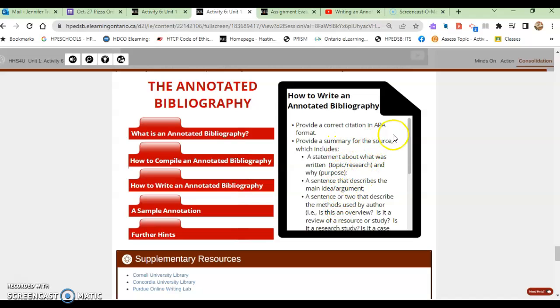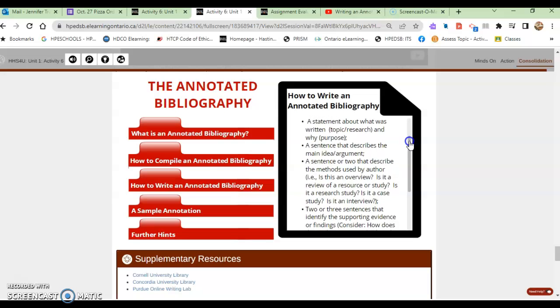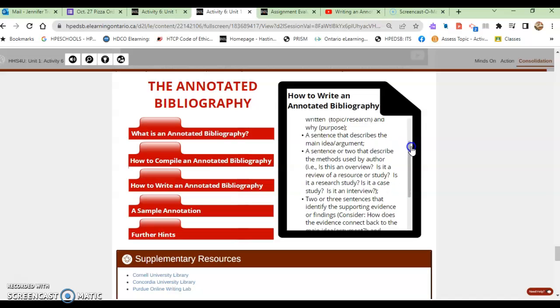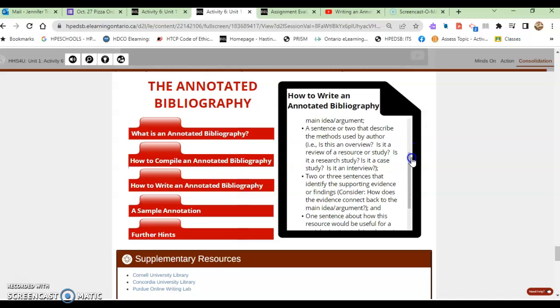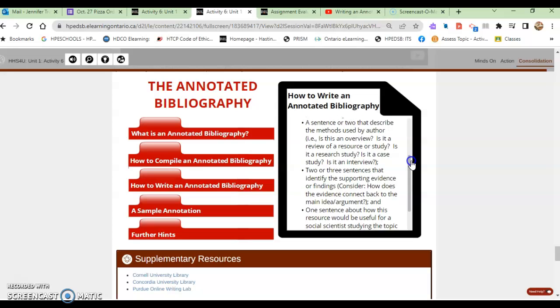The rest of it is the things you should include in your summary about the article. You want to read the article, but you're not just summarizing it, you're going to talk about it. So include a statement as to how it connects to your topic or the purpose of the article, a sentence that describes the main idea or argument, and a sentence or two that describes the methods. How did they collect the information? Was it through interviews of important people? Did they do a case study? What did they do in order to gather the information?